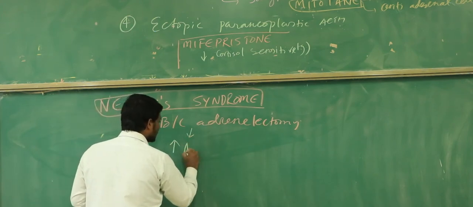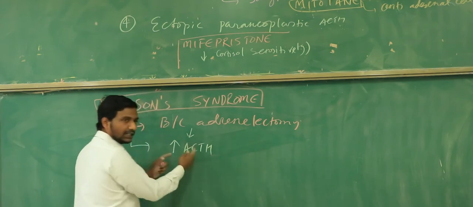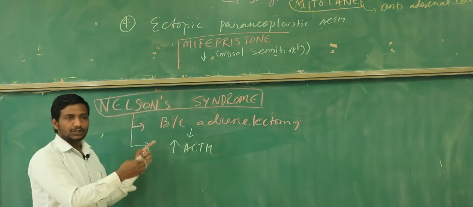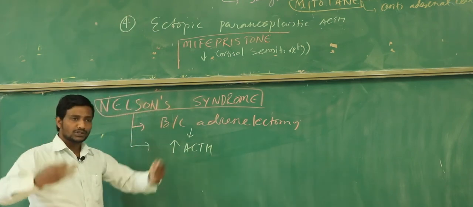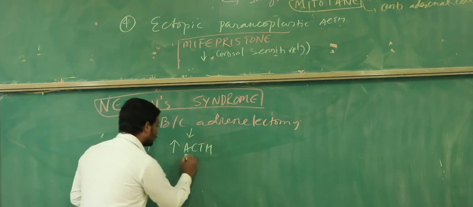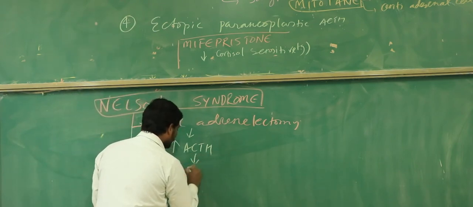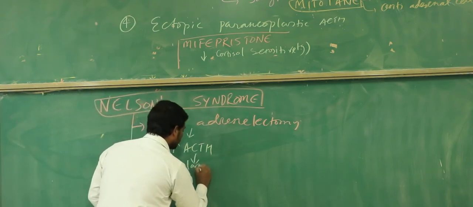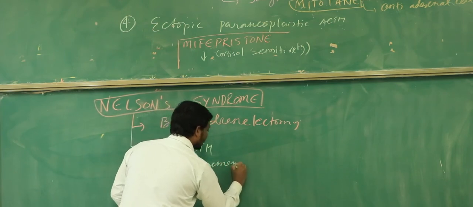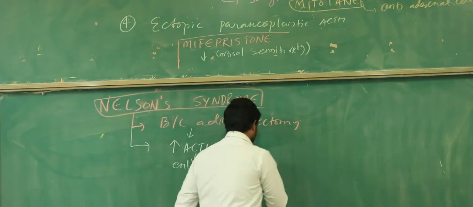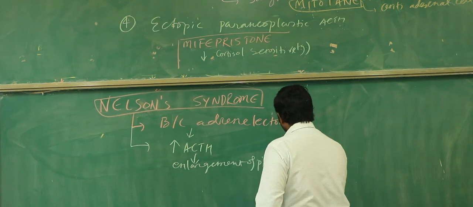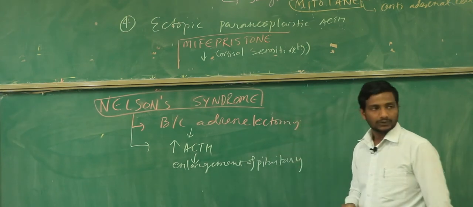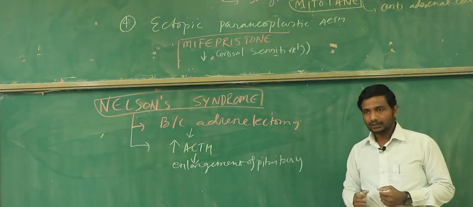More ACTH, and this ACTH again is not having any negative feedback. So the pituitary will try to produce more and more ACTH, and slowly the pituitary gland will become very large, right? So it is going to cause enlargement of the pituitary gland. Sometimes it can even lead to a pituitary adenoma.